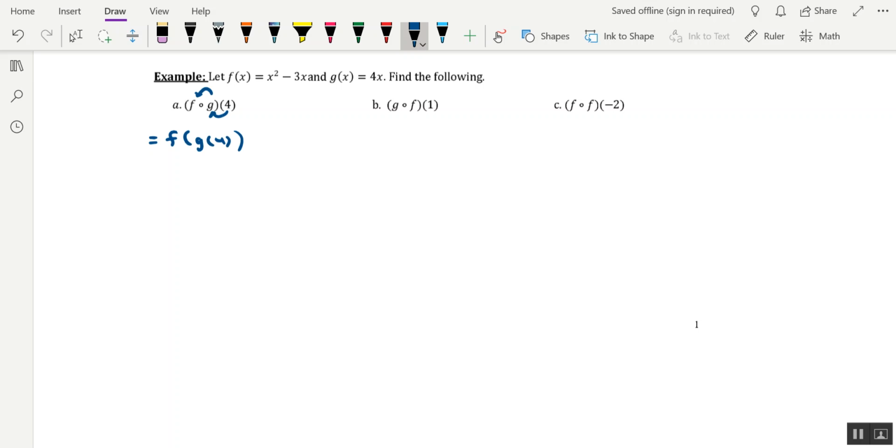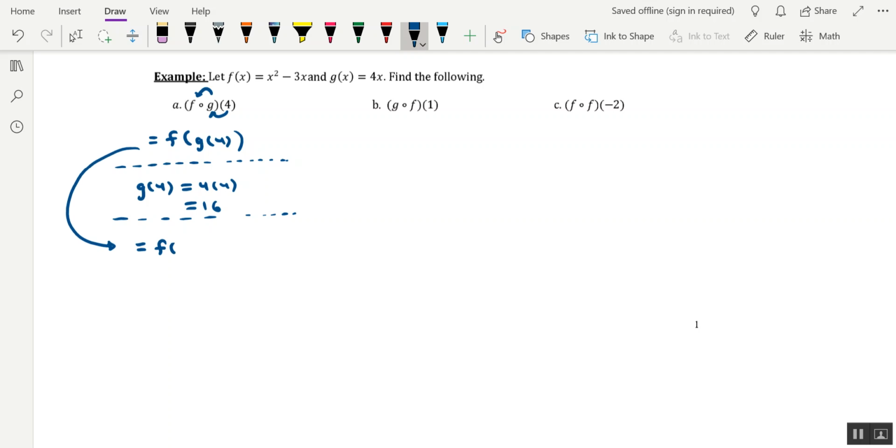Okay, I'll kind of break off for a second here to figure out what g of 4 is. And to figure out g of 4, we have to plug it into g of x. That'll give us 4 times 4, which equals 16. So f of g of 4 really boils down to figuring out what f of 16 is.